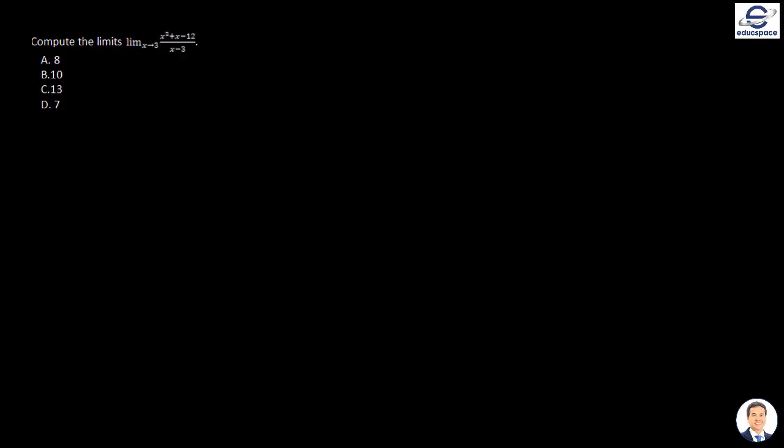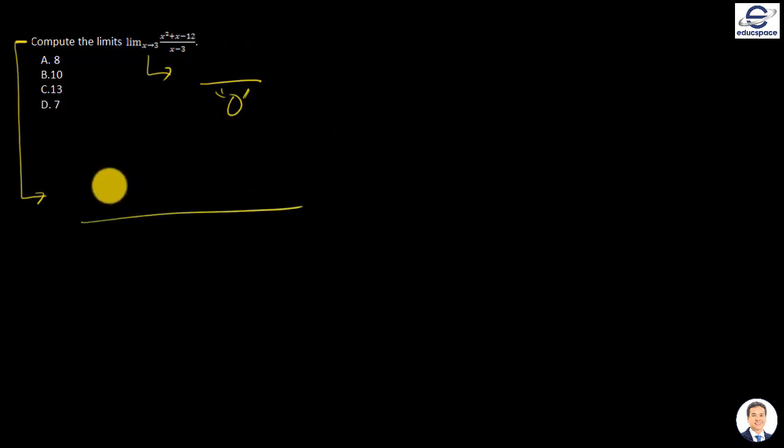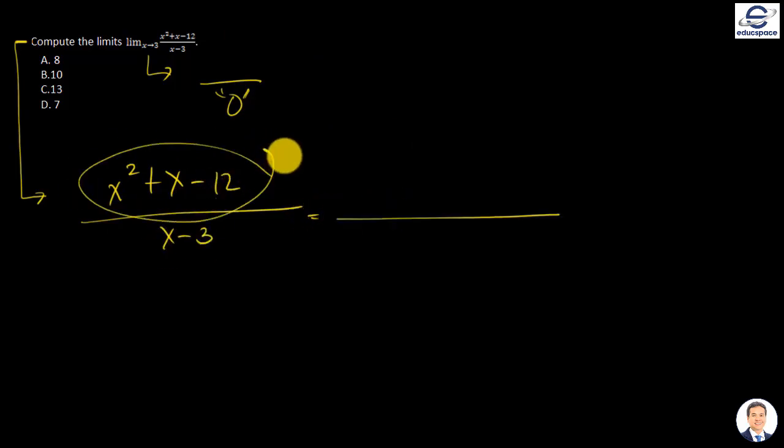Compute the value of the limit as x approaches 3 of (x squared plus x minus 12) over (x minus 3). Again, this one is a factoring problem, because if you substitute the value of 3 in the denominator, you'll have 0 here, which is again undefined. So let's use our technique of factoring. So again, we factor this in here.